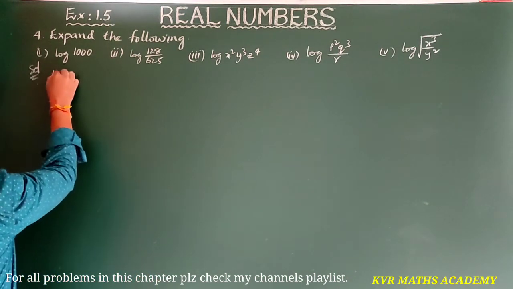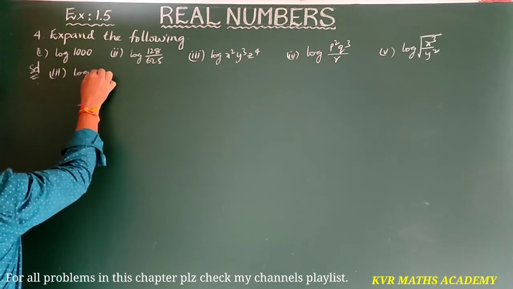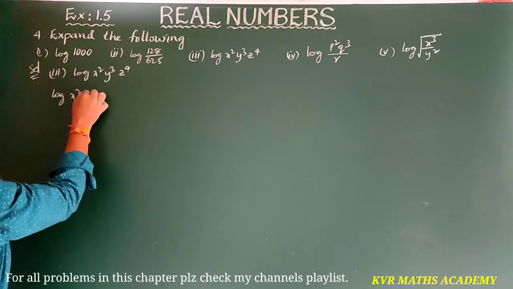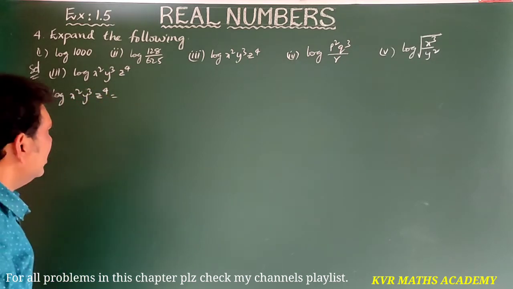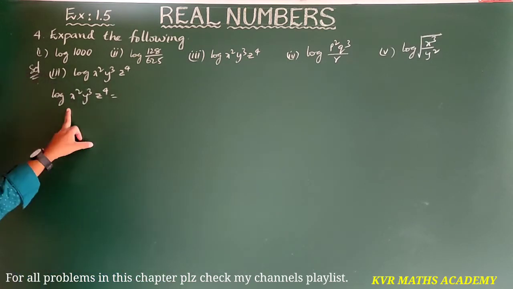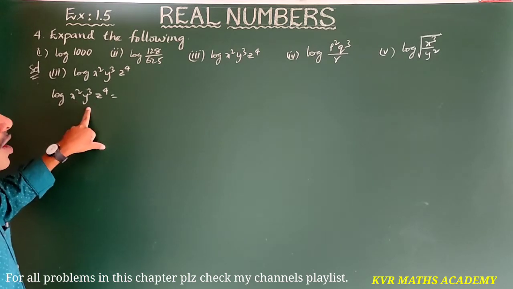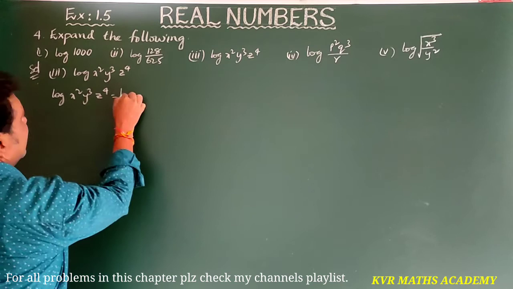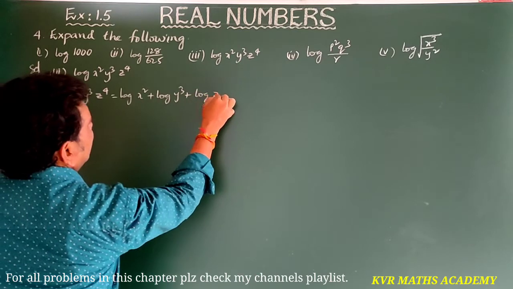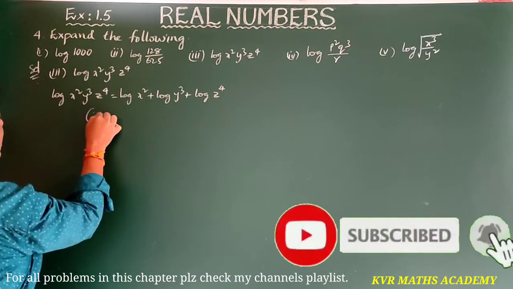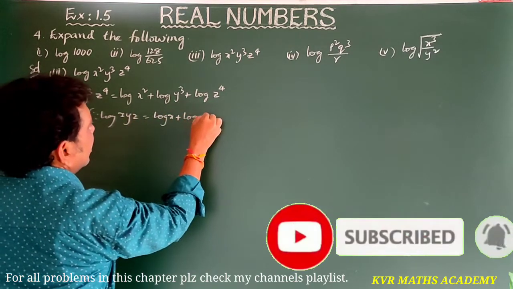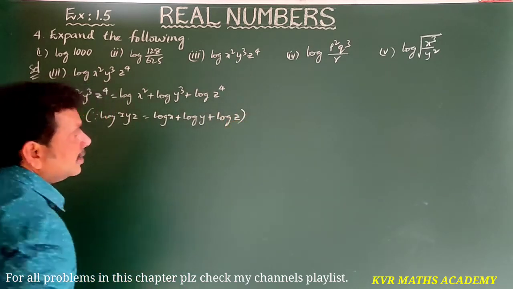Next, third one. Log x square y cube z power 4. How can you write this one? Look here, log xyz is equal to log x plus log y plus log z. So in the same way, this one is log x square plus log y cube plus log z power 4, since log xyz is equal to log x plus log y plus log z.